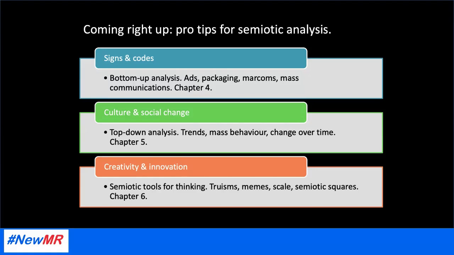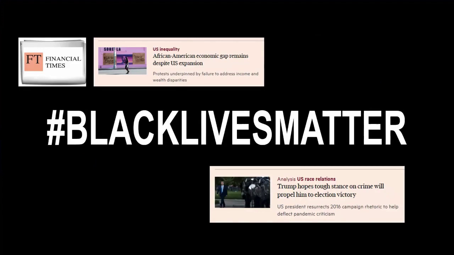And then when we're on to creativity and innovation, there are a bunch of specific tools that you can use to help you think more creatively. A few of those are documented in the book in some detail. So we've got things like truisms, memes, playing around with scale, that is making things larger or smaller than expected, making semiotic squares and so forth. Hopefully if you've been reading along, those are the chapters that you've just finished consuming, so to speak. And let me see what I can do to say useful things about that content.